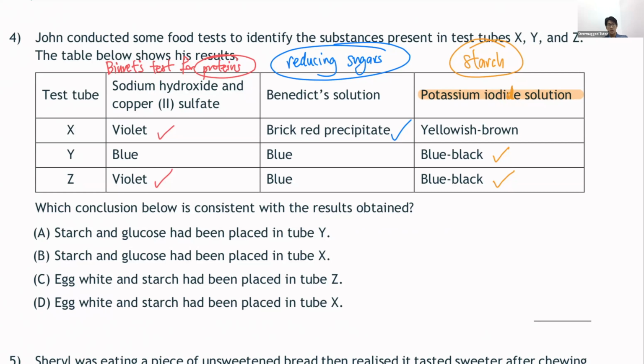You chose B for boy, is it? Okay, starch and glucose in X. Hey, Auntie, this one means no starch already.